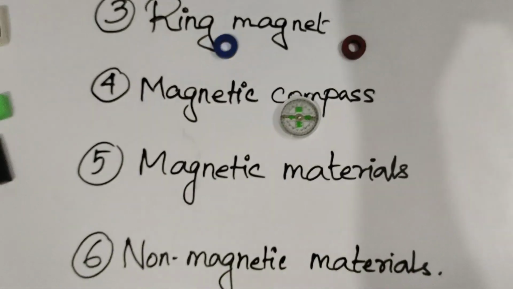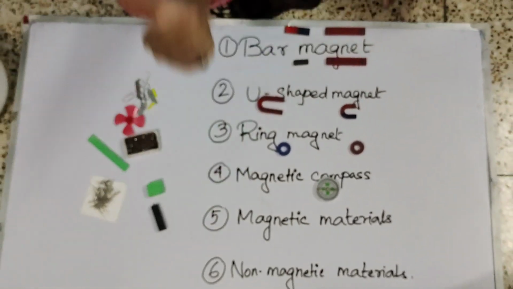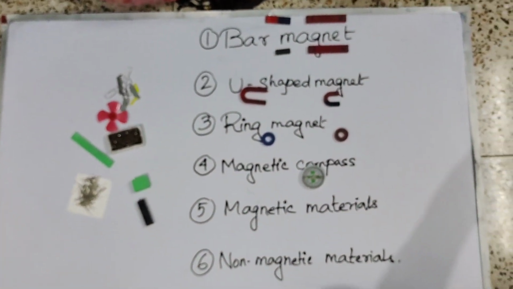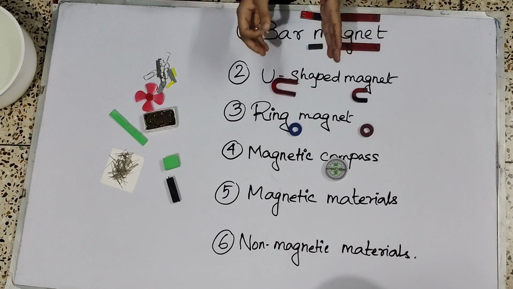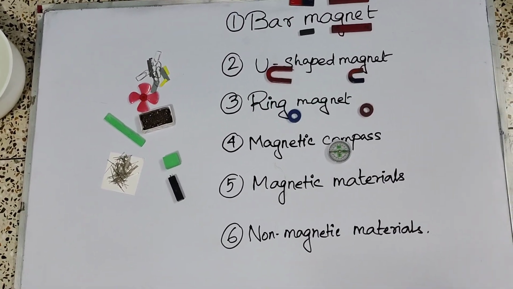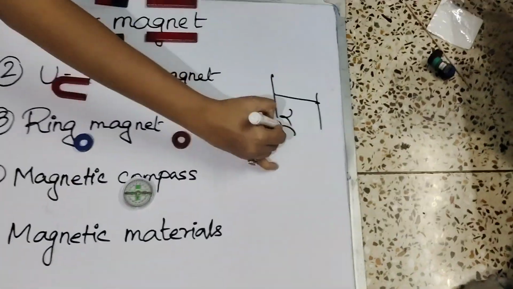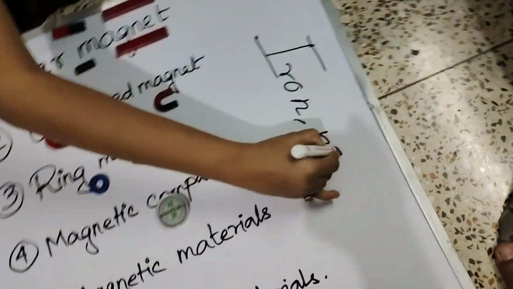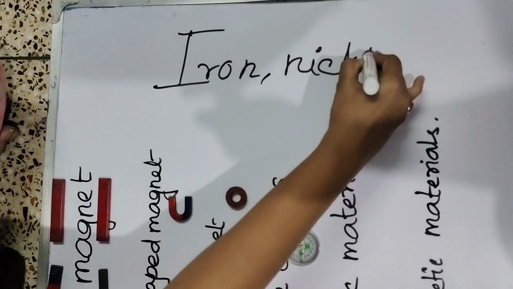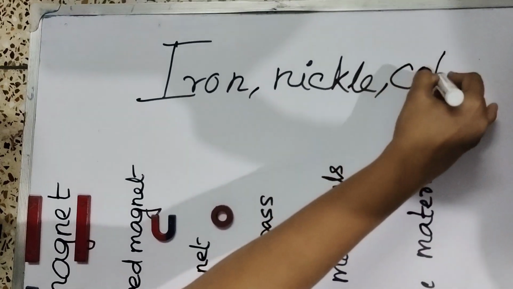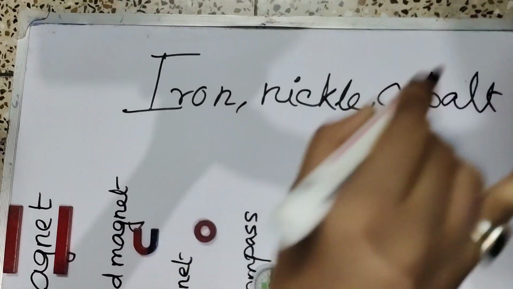Okay, now I am coming to the next topic. What is a magnetic material? I have just told you there are three magnetic materials: iron, nickel and cobalt. So these three are the magnetic materials.